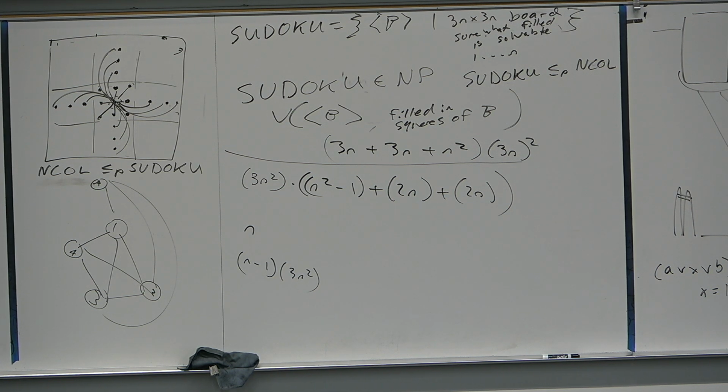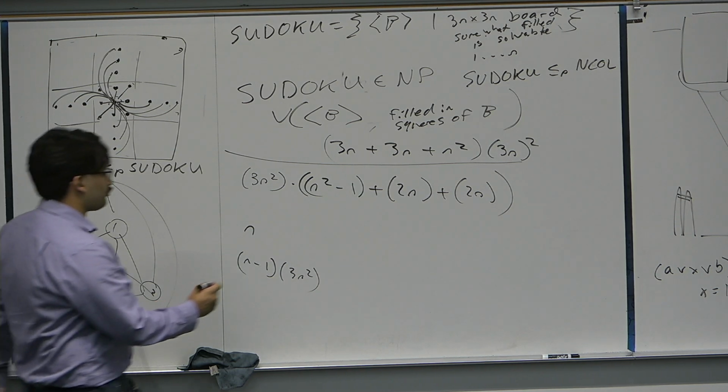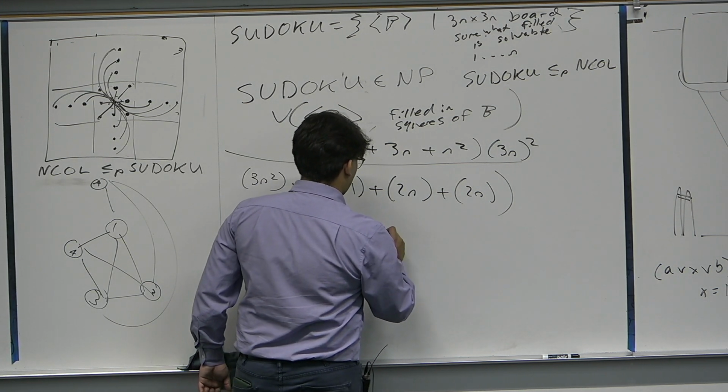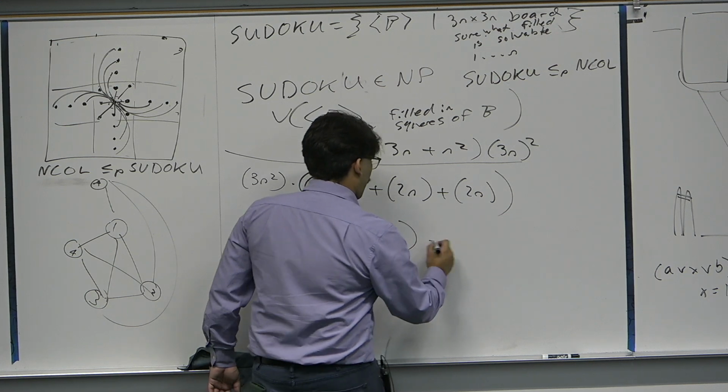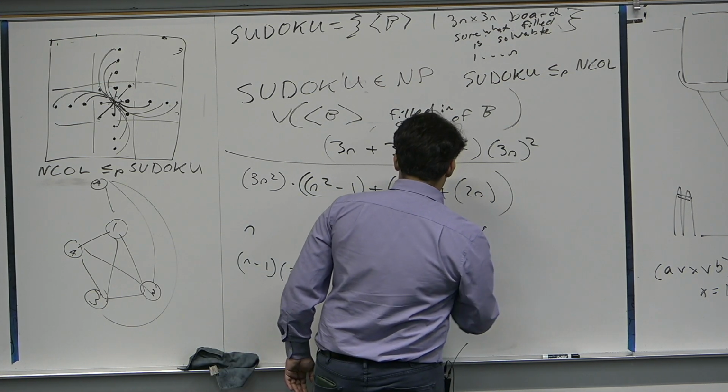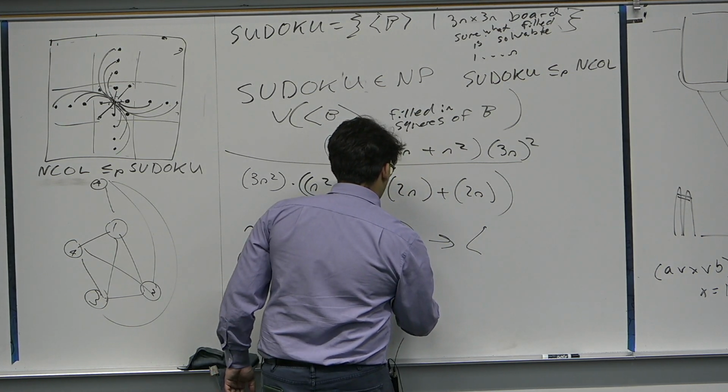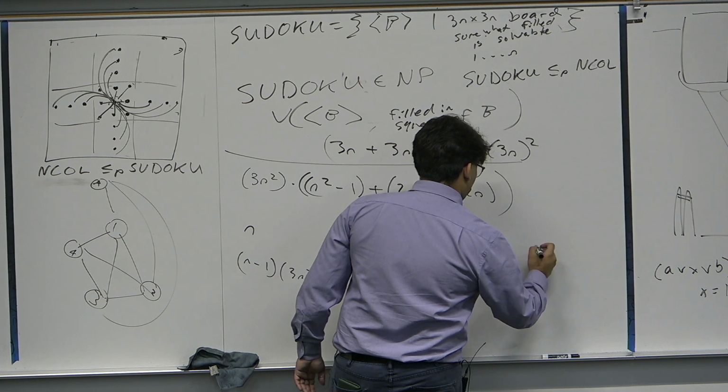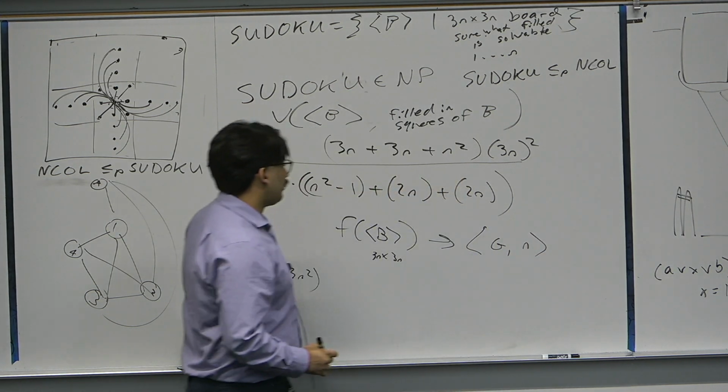Unfortunately, I got the thing completely backwards. It goes from Sudoku to N coloring instead of vice versa. So if someone claims that they can solve N coloring for you efficiently, then they can solve a Sudoku board for you. The reduction as written here takes a board B, a 3n by 3n board, partially solved, and outputs a funny-looking graph and this number n, right?